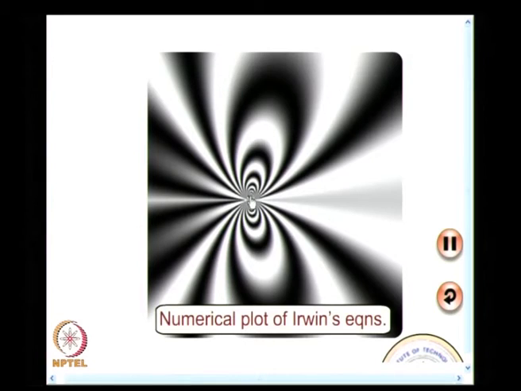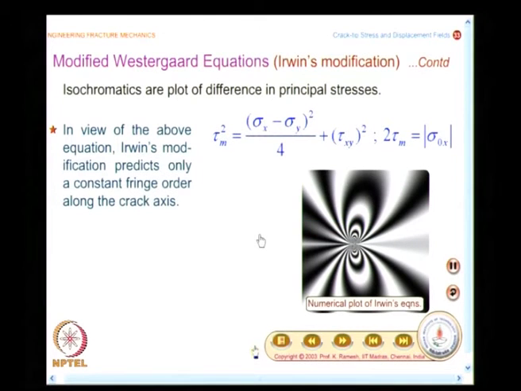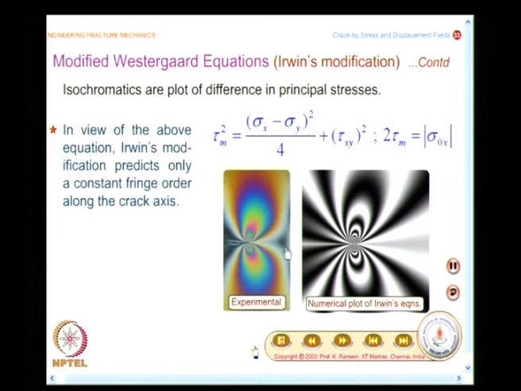We would also see the experimental fringe pattern. So, this matched very well with the analytical equation by just adding a term sigma naught x. But if you look at what happens along the crack axis, when you look at the expression for maximum shear stress, tau max squared equals sigma x minus sigma y whole squared divided by 4 plus tau xy whole squared. This gives you a constant value of maximum shear stress.